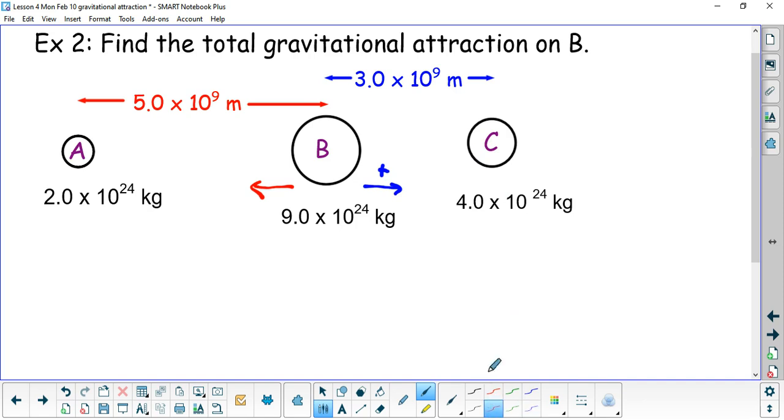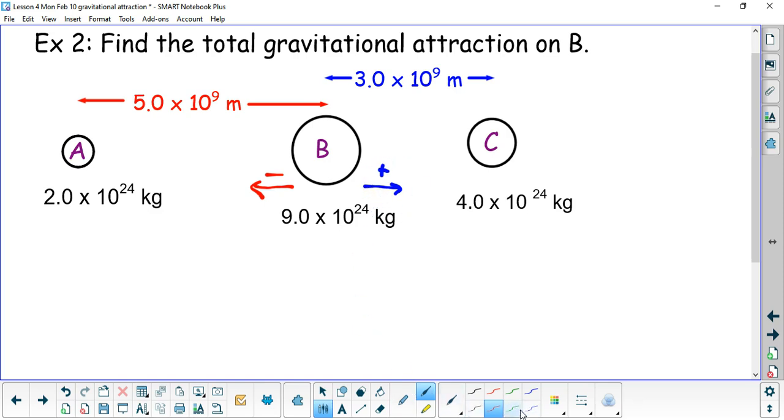Now, if it was harder to guess, because maybe this one was bigger but this one was closer, and you're like, I don't know which one, it doesn't matter. The number would be positive if it ends up going to the right, and if we got a negative number, then we know it's going to the left. So we can assume the direction based on whether we get a positive or a negative answer at the end. So I know in this case, I'm going to get a positive number if I consider this as my positive.